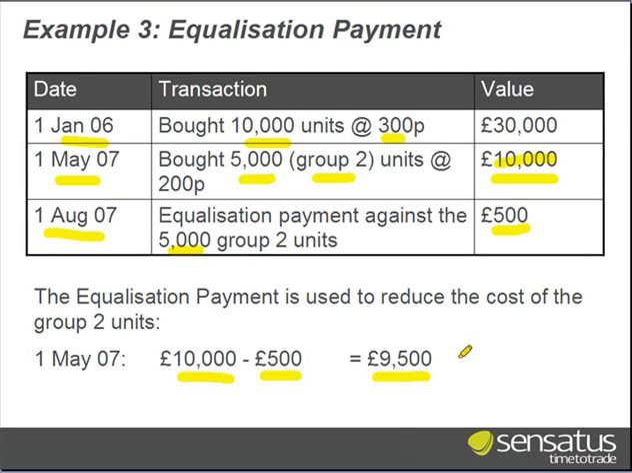Now, something that's very important, or a key difference between notional distributions and equalisation payments, is that a notional distribution is apportioned over all of the units that you have, whereas an equalisation payment is typically made against a specific transaction. So in this case, an equalisation payment was made against these 5,000 units and not the 10,000 units purchased in January 06. So you reduce the cost of a specific transaction. Now if you take a look at some worked capital gains taxation calculations, I'll show you these calculations worked through in time to trade.